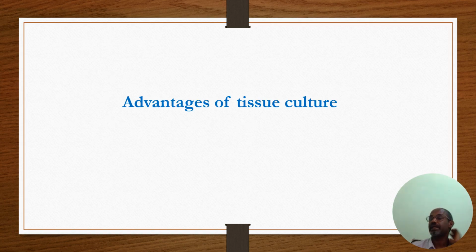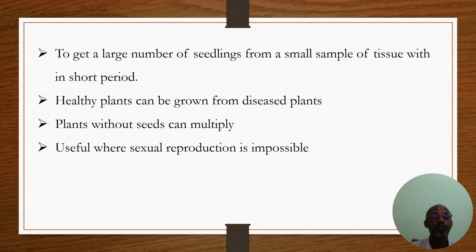Now let us see what's the advantage. What agricultural advantage does this plant tissue culture have? One, to get a large number of seedlings from a small sample of tissue within a short period of time. Time efficient plus economical. You take a sample tissue, you provide nutrition and appropriate plant growth regulator so that you will get a large number of seedlings just from a small sample of tissue taken from the parent plant. This is one advantage.